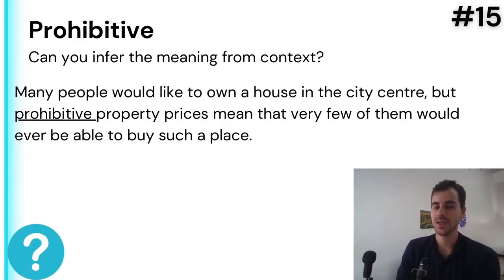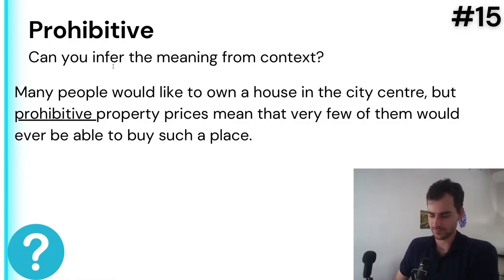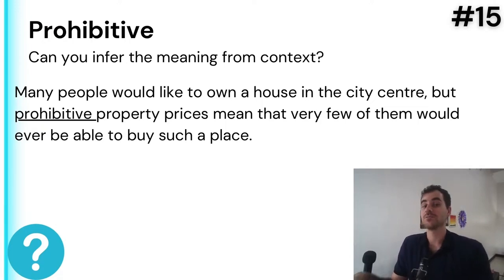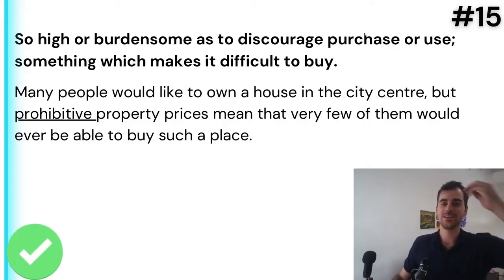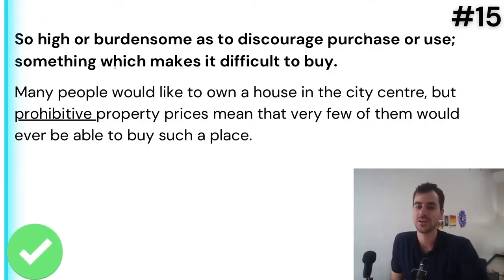Prohibitive. Many people would like to own a house in the city center, but prohibitive property prices mean that very few of them would ever be able to buy such a place. So, what information do we need to consider when we're inferring the meaning? Well, they have property that they want to buy, but they can't buy it. How do we describe that? Prohibitive. It says so high or burdensome as to discourage purchase or use, something which makes it difficult to buy. Prohibitive property prices.